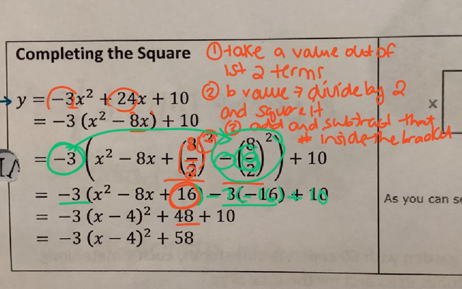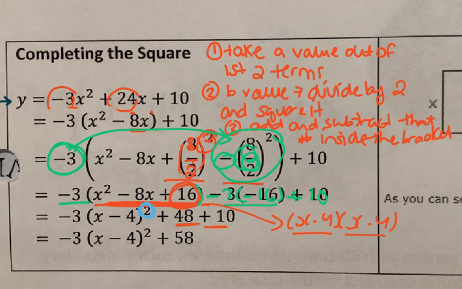So -3 times -16 is positive 48, and plus 10. This bracket now, I have created a perfect square that I can factor. It's now factorable. So I need two numbers that multiply to 16 and add to -8, and that would be -4 and -4. And the whole purpose of doing this is so that we get two brackets that are the same, so that we can write them as x minus 4 squared.